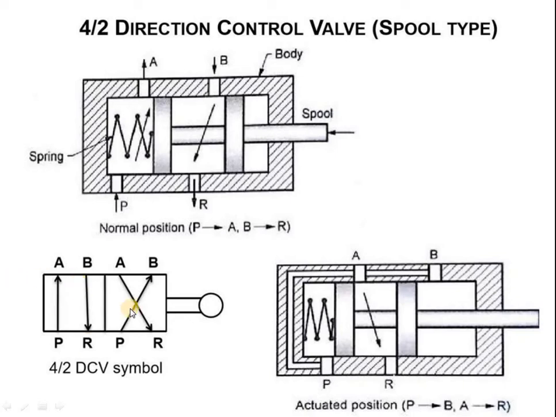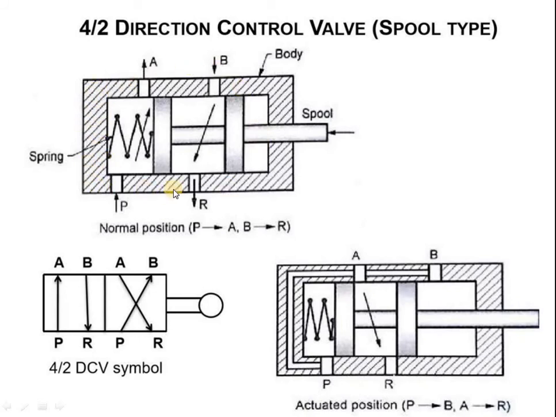So in the first position, how is the valve connecting? In the first position, the pressure port is connected to the working port A. At the same time, the working port B is connected with the return port. That is a return valve. So you can go through this sketch and come to know that.